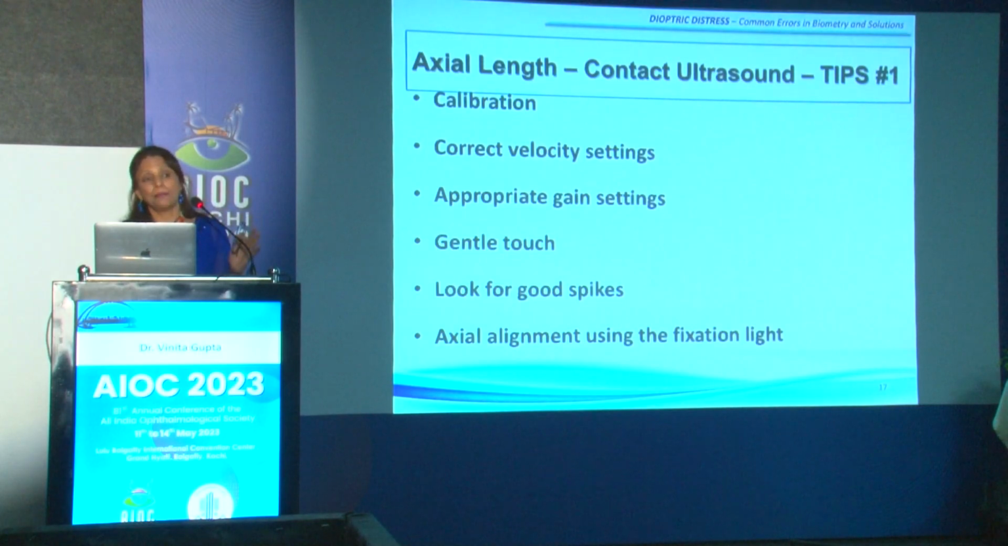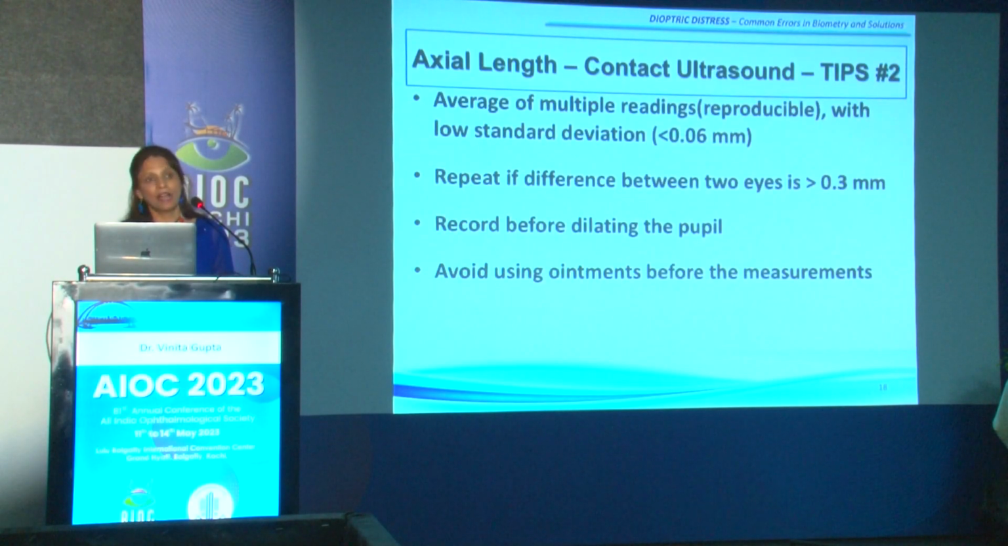Ensure that there's axial alignment, which is very, very important when you're doing measurements with any biometer. And in this, for ultrasonic, ask the patient to look into the fixation lights. Again, take average or multiple readings with a standard deviation between readings of less than 0.06 millimeters. Repeat if the difference between the two eyes is more than 0.3. Preferably always take measurements before dilating the pupils. Again, this ensures your axial measurements.